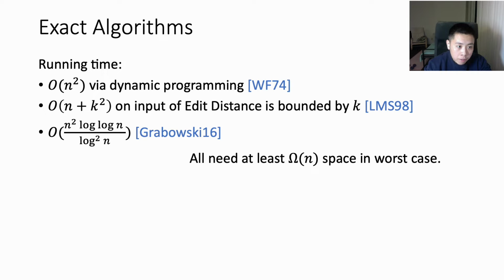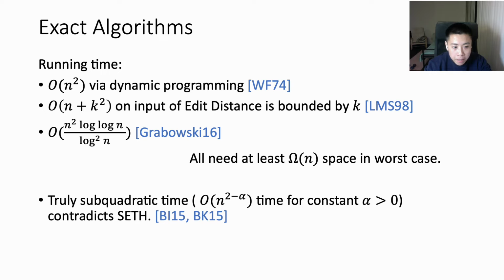For exact computation, the classical dynamic programming algorithm can solve both problems in quadratic time. If we assume that the edit distance is bounded by some number k, then the problem can be solved in big O of n plus k squared time. Currently, the best algorithm in terms of time complexity is only slightly subquadratic, by a factor of log n squared. And we know that all these exact algorithms use at least linear space in the worst case. The recent study of fine-grained complexity has shown that any truly subquadratic time algorithm for edit distance or LCS would contradict the strong exponential time hypothesis.